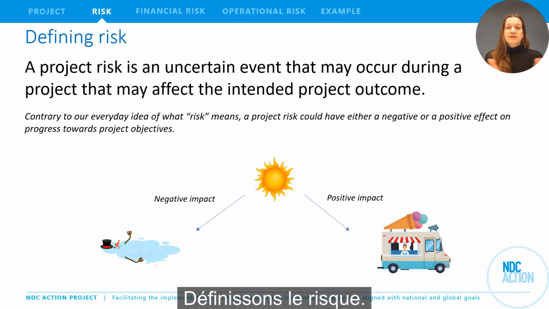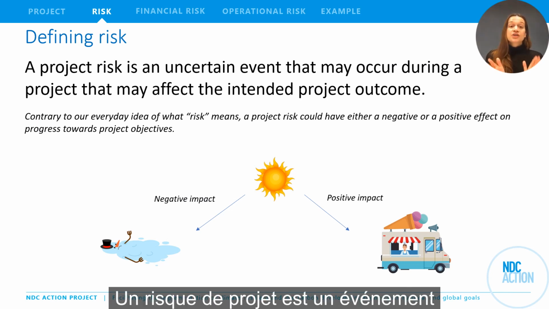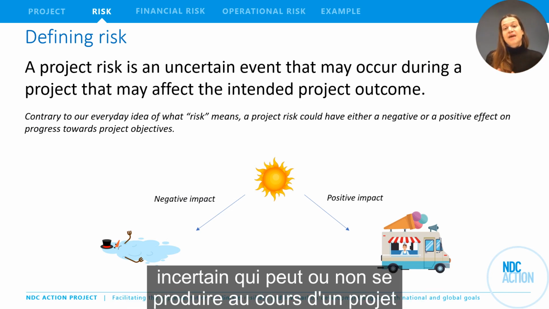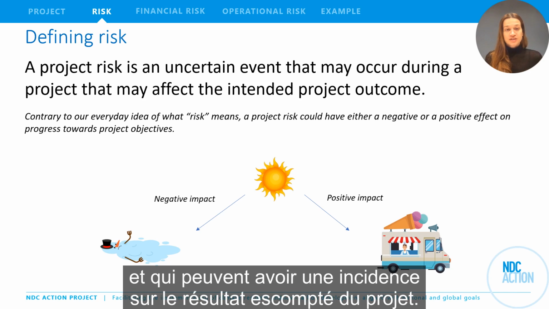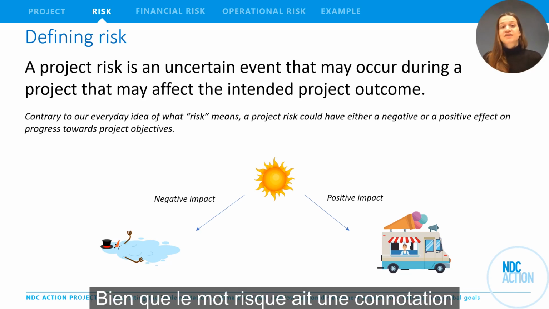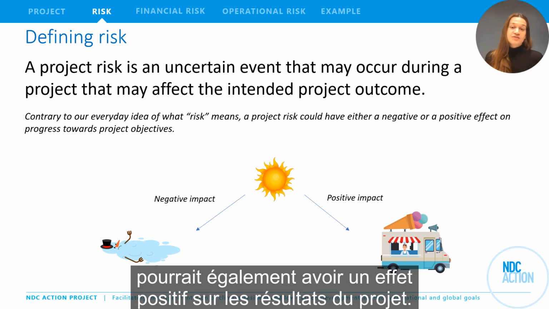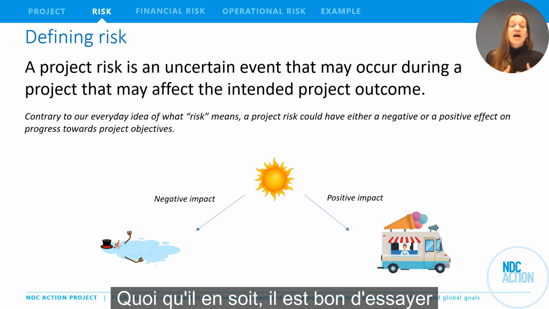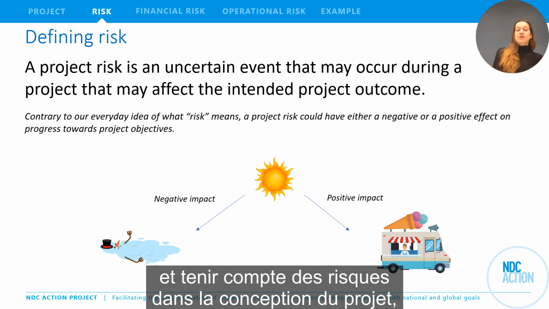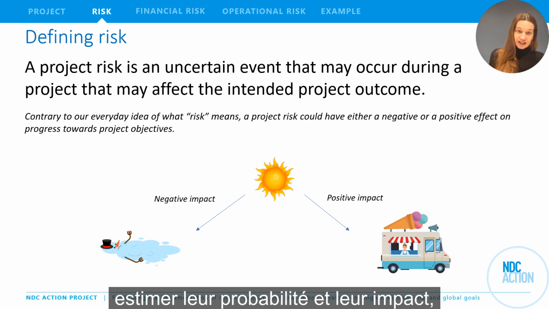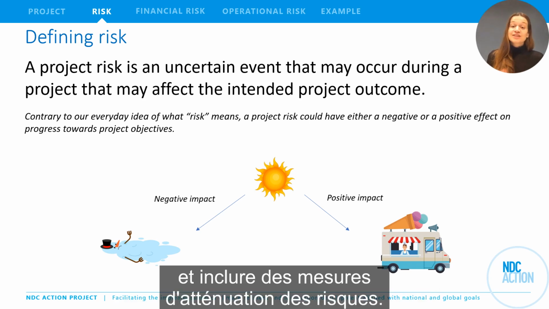Let's define risk. What is a project risk? A project risk is an uncertain event that may or may not occur during a project and that may affect the intended project outcome. While the word risk has a negative connotation, a project risk materializing could also have positive effects on the project outcome. Either way, it serves us well to try and account for project risks in the project design, estimate their likelihood and impact, and include risk mitigators.